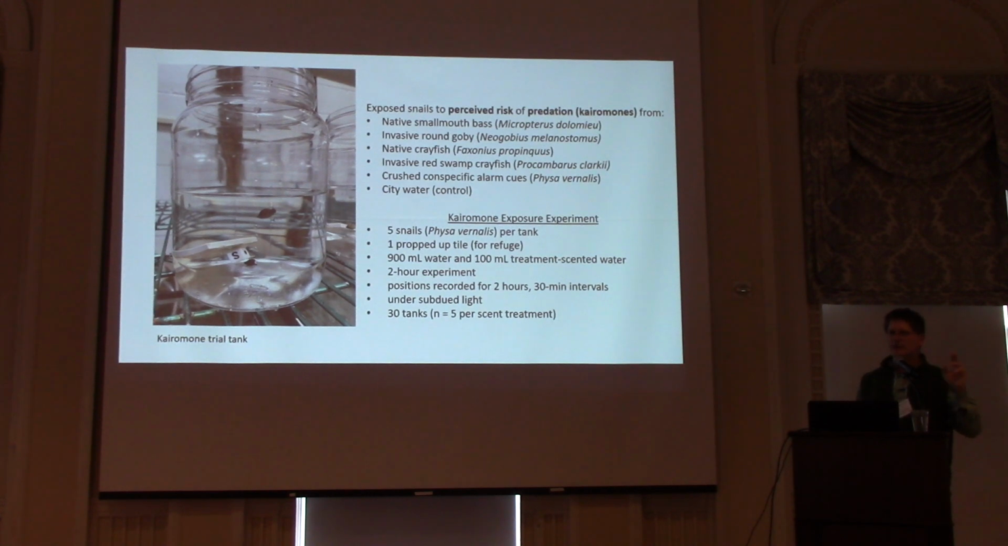And the thing to recognize too, the snails are collected from habitat where they're naive to these predators. Neither round gobies nor red swamp crayfish occur in the habitat where the snails are collected, so they've never encountered these before. But the habitat does include the predatory fish and predatory crayfish. So we'll expose the snails to all these different kairomones, and then we watch snail behavior through time.